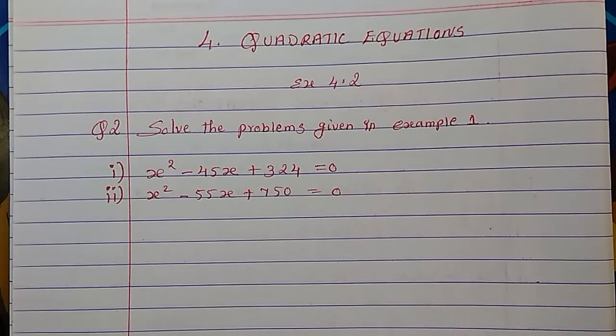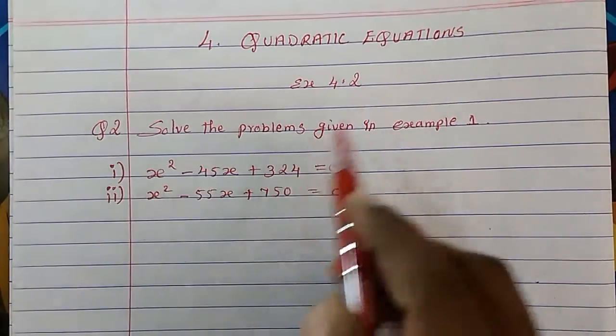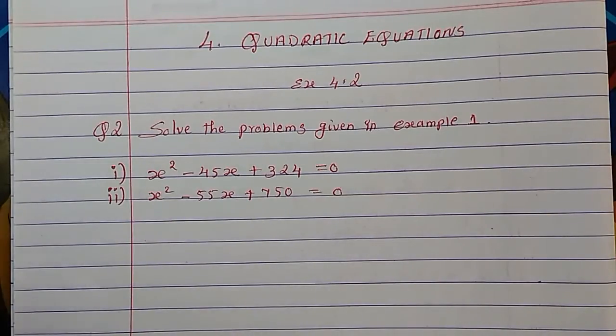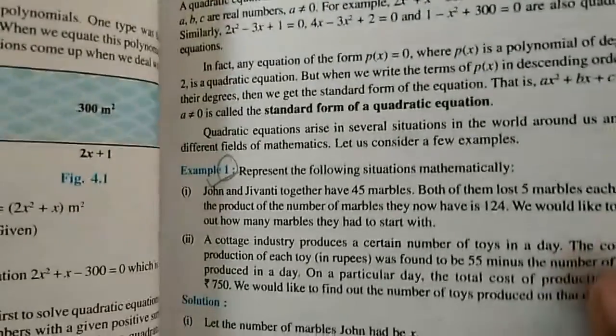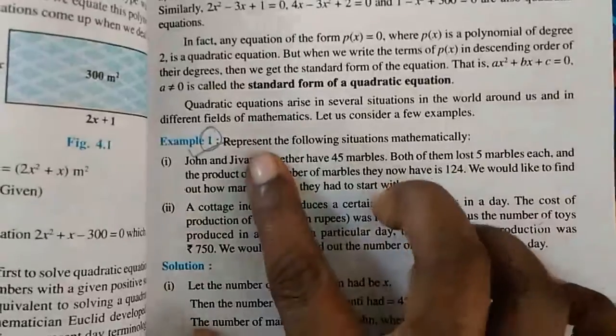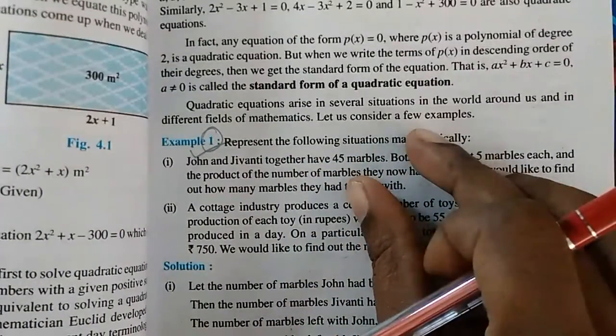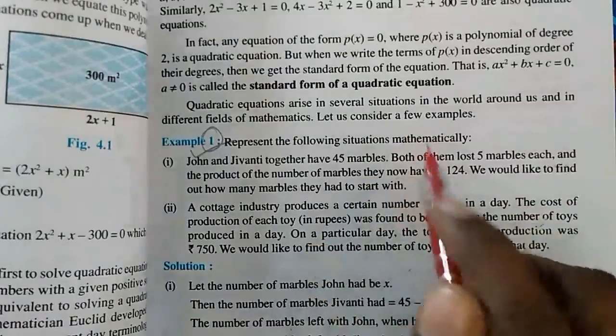Today we are going to study chapter 4, quadratic equations, exercise 4.2, question 2. Solve the problems given in example 1. So please take your textbook and check what is example 1. Example 1 is this: represent the following situations mathematically. The situation is given to you, so it has to be represented mathematically.